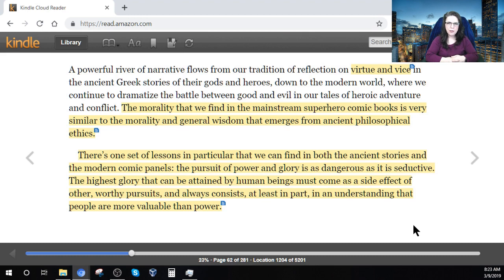And I find it rather interesting that if you look at the very first line of their text, they say, "A powerful river of narrative flows from our tradition of reflection on virtue and vice in the ancient Greek stories of their gods and heroes down to the modern world where we continue to dramatize the battle between good and evil in our tales of heroic adventure and conflict." Now, I've highlighted virtue and vice because we just finished reading Tom Morris's essay about Matt Murdock and the Daredevil.